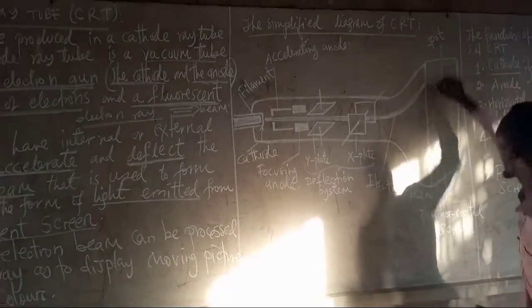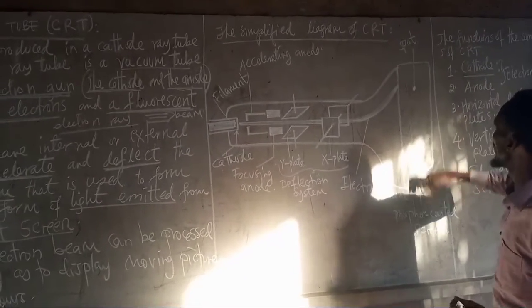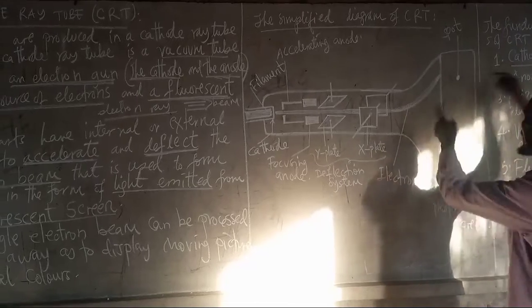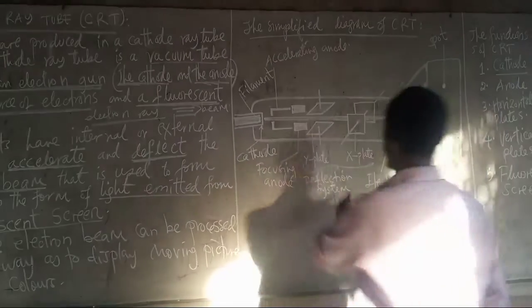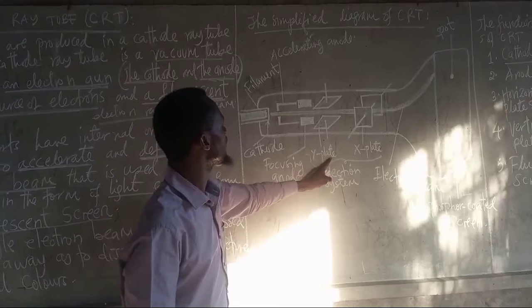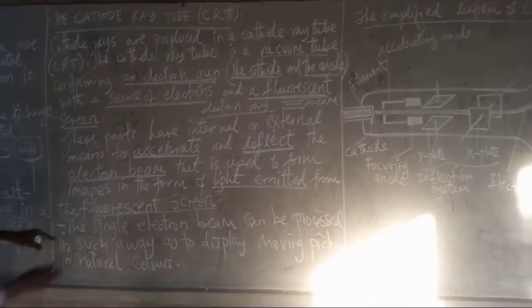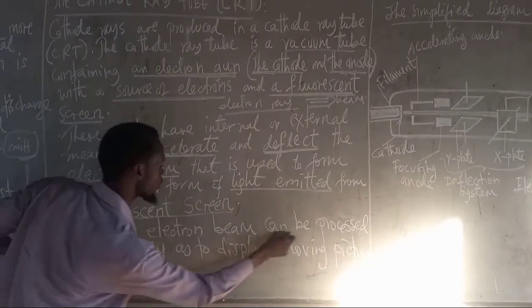Ikiharibika vertical, utaona kuna mistari na tatizo kwenye screen, lakini haionyeshi chochote. Ni kwa sababu uhusiano kati ya vertical na horizontal umekufa, aidha x plate imekufa au y plate imekufa, ambapo tunaziona moja baada ya nyingine. And then the single electron beam can be processed.